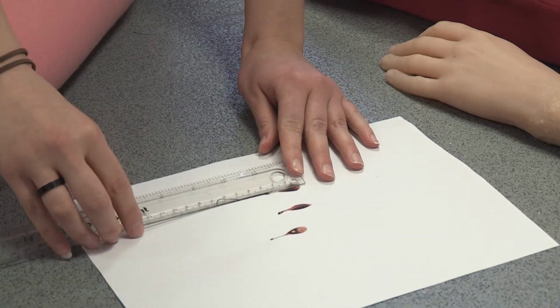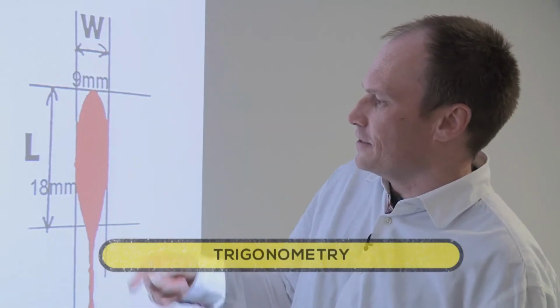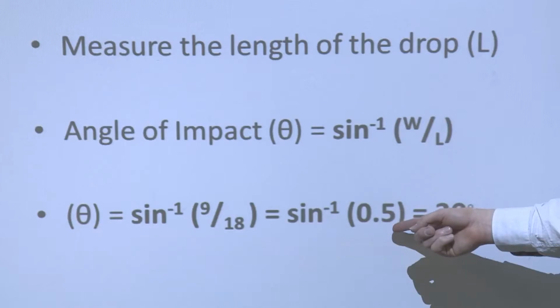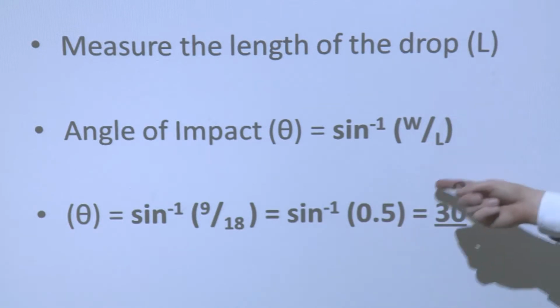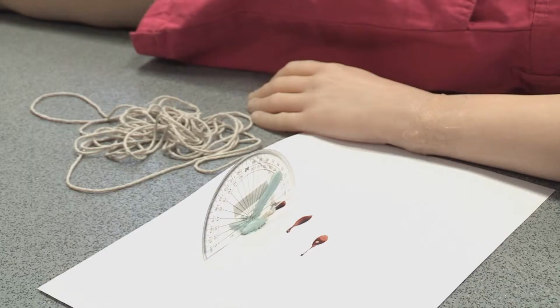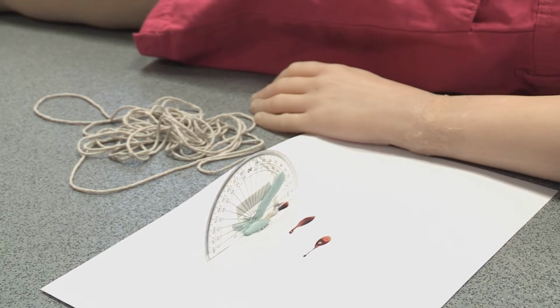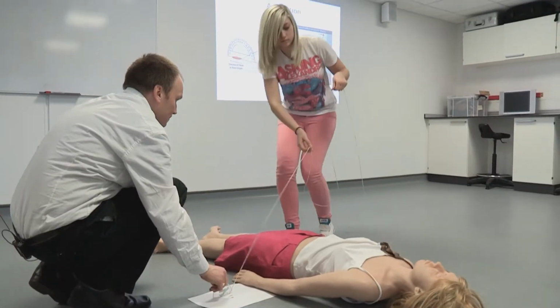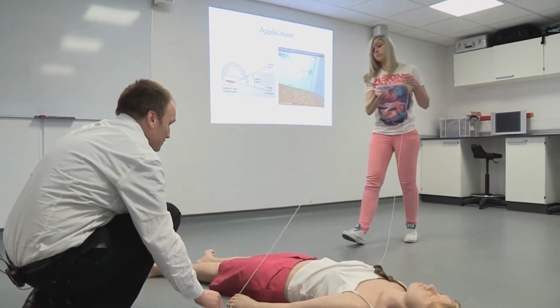We measured each blood droplet, and with those measurements we used trigonometry to find the angle that it impacted, and then got a protractor and a piece of string and saw exactly where the blood would have come from.